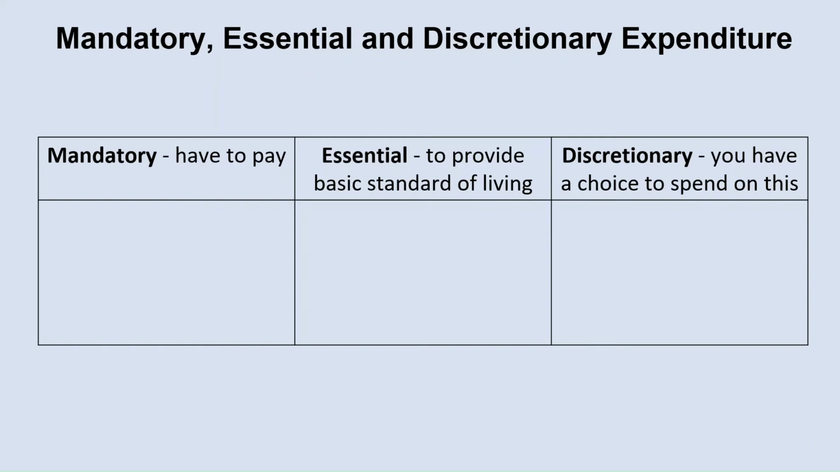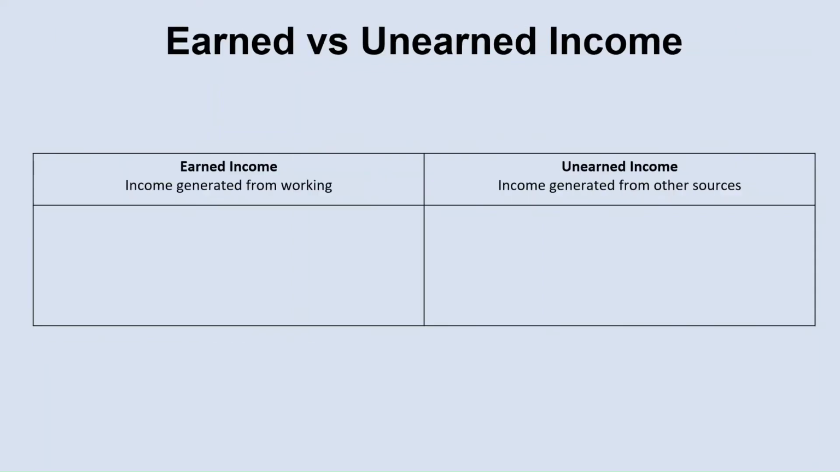And finally, discretionary spending. These are the types of expenditure that we have a choice whether to spend on or not. For example, do we go out for a meal to a restaurant? Do we go for a massage? Do we go on holiday? These are all items that we have a choice of whether to spend on or not.